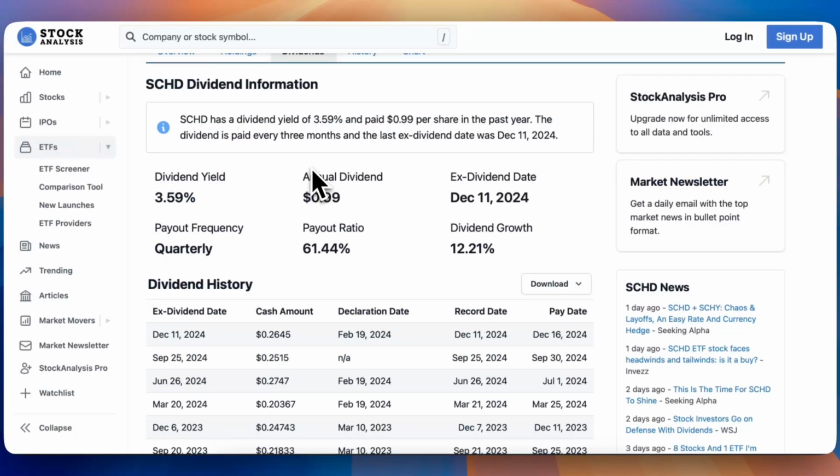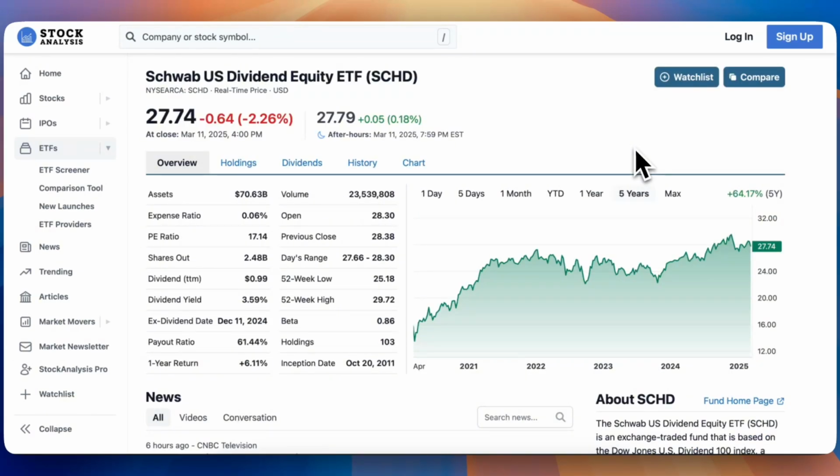Some of the main reasons you want to buy SCHD in a high market is because of its steady income. SCHD offers a dividend yield between 3.5 and 4%, which provides a consistent cash flow every quarter, which is every 3 months. The second reason is going to be lower volatility. Dividend-paying companies tend to be more stable during market corrections.